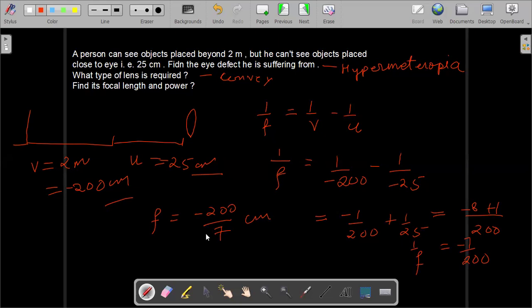Subhansh, can you tell the power of lens required? Sorry, not negative, it's positive. Sorry, I made a mistake here. It's positive 8 and negative 1. You should check it. So you get positive 7. This is positive. So you get positive 7 by 200, and f is positive 200 by 7.